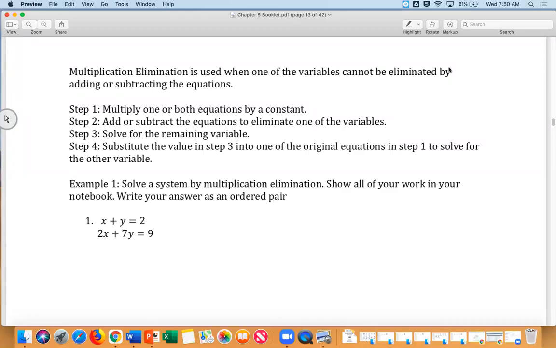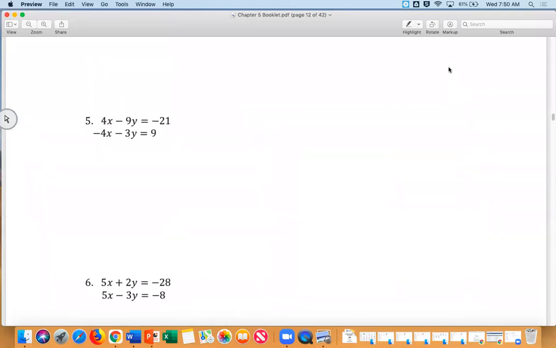Yep. So this is 5-3, part 3 on elimination. You ready for this, Mr. Ferry? All right. So let's look where we started. We started up here. If we look at number 5, notice the x's were the same in number 5, right? See how the x's are the same? 4x and negative 4x. Do you see that?